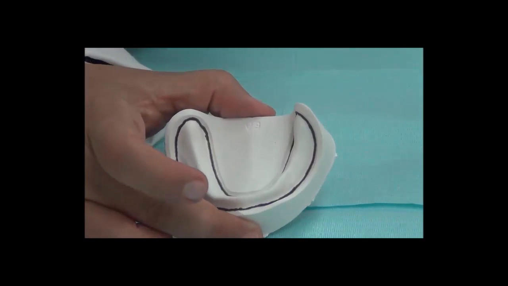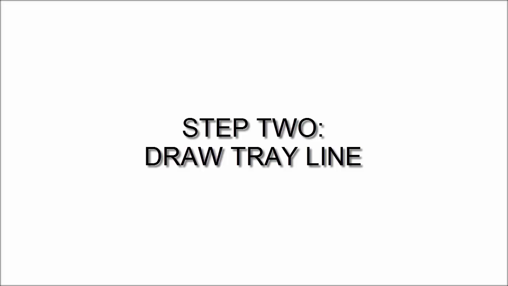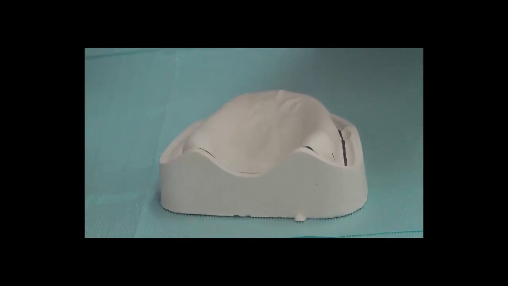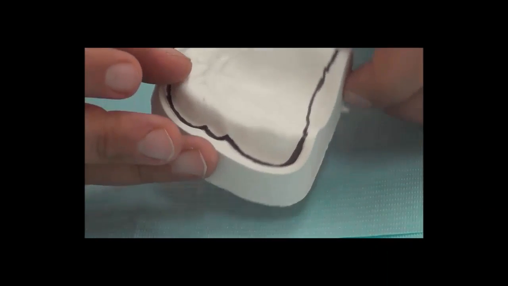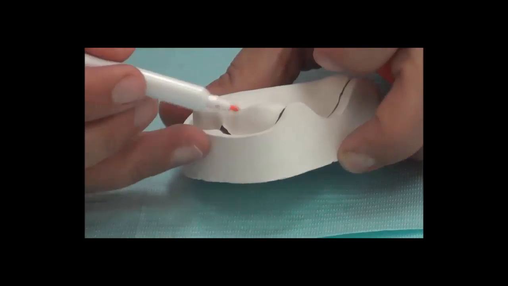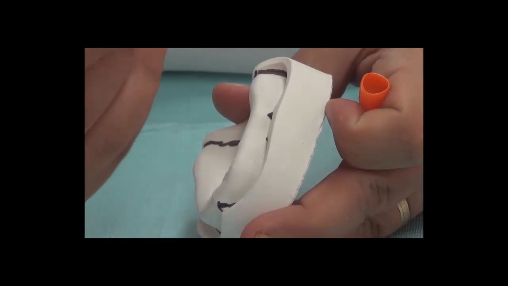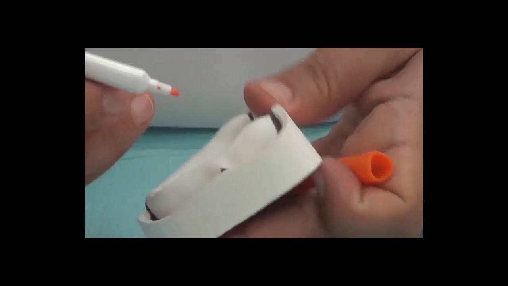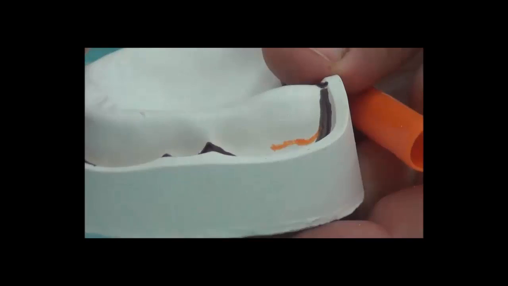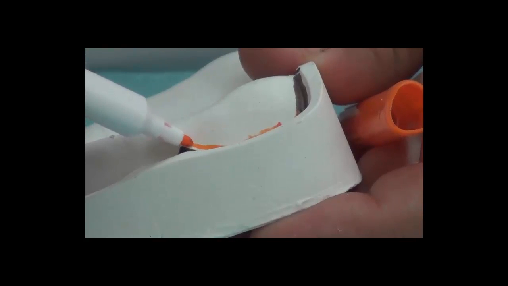So this is the outline of the sulcus. The outline of the tray is far away from this by 2 millimeters. So when I'm going to draw the outline for my tray, I should draw the same line, the same morphology of the line, but 2 millimeters away from the depth of the sulcus. That's why we drew the first line, to make sure that we're drawing 2 millimeters to 3 away from the sulcus.